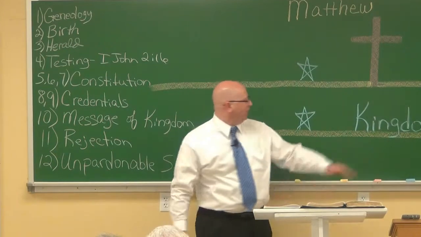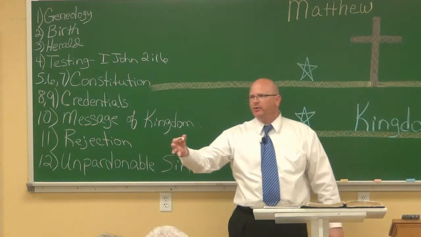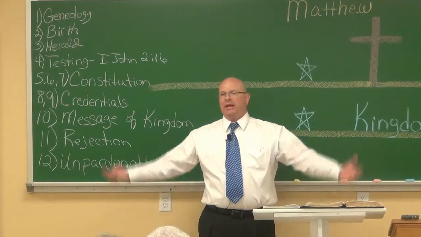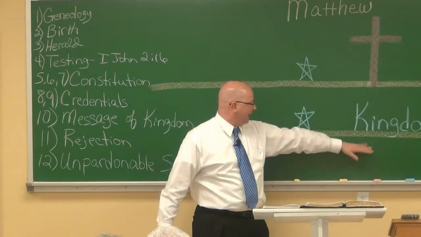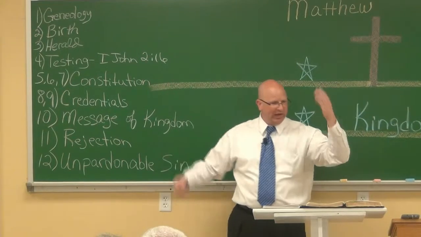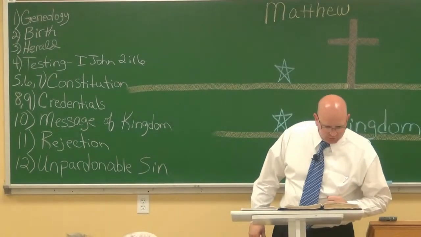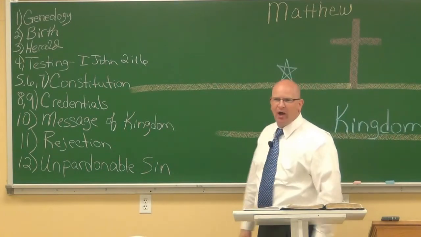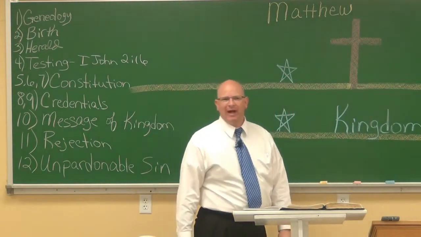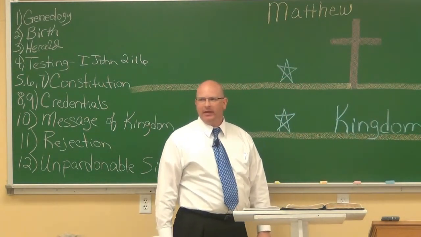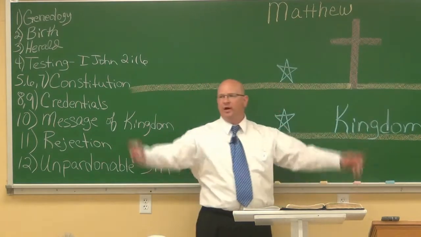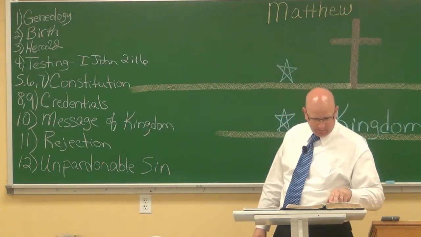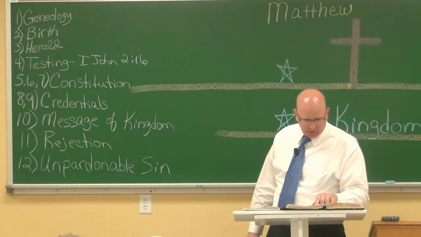Well, look, if you're going to have a kingdom, guess what? You've got to have some cabinet members. Anybody running for office has got to have some cabinet members. So guess what in chapter 4? Look, verse number 18, he calls 12 disciples. If you're going to set up a kingdom, you're going to have some cabinet members. Now he's got 12 of them. Look at verse 23.